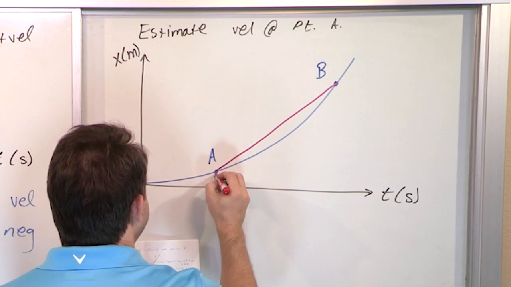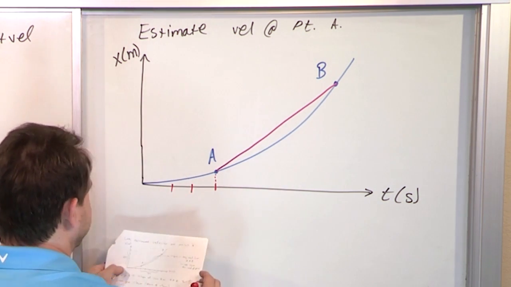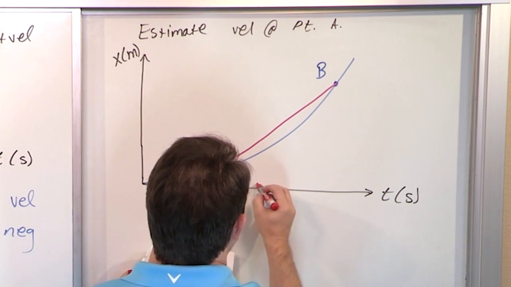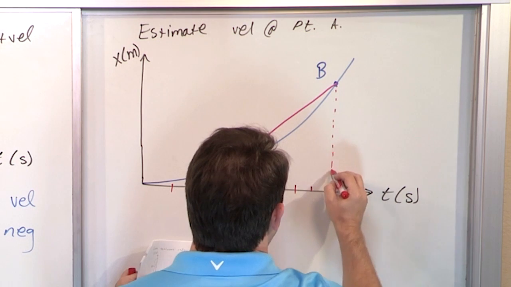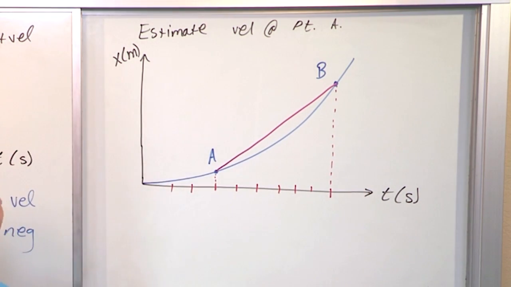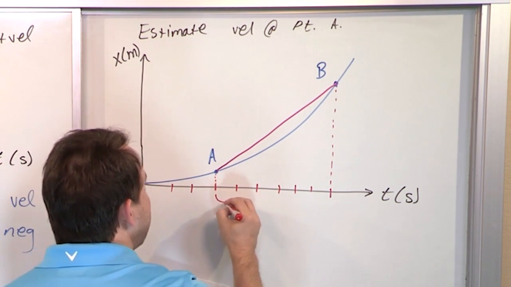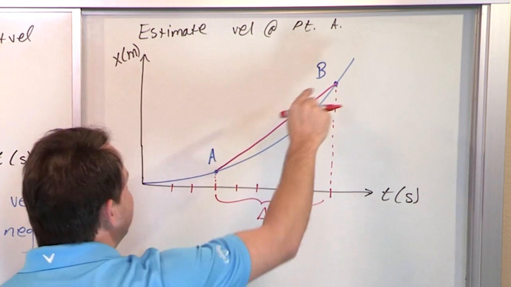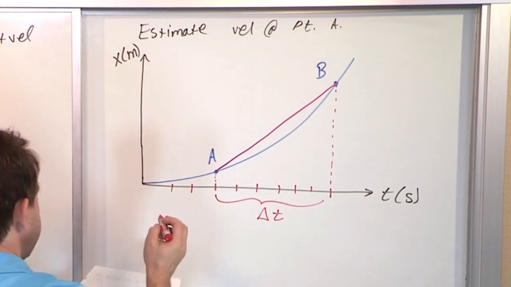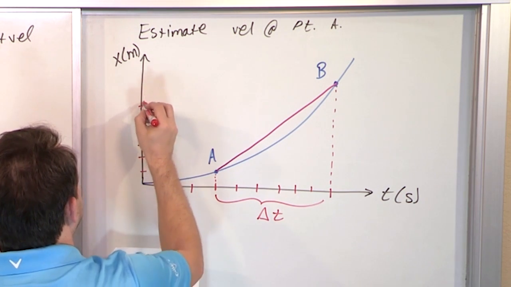Well, I have a line here, and we'll put some tick marks like this. So what I have is, between these two points here, some delta t. This is how many seconds have elapsed between A and B. All right. And then I'm going to go over here and we'll just put some tick marks here.